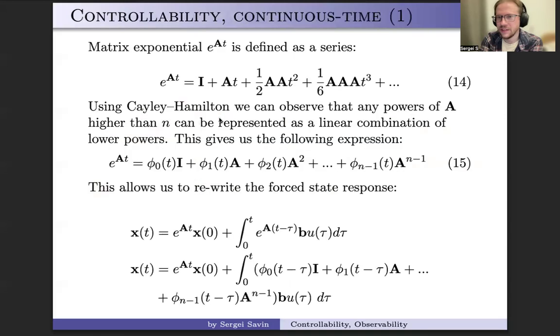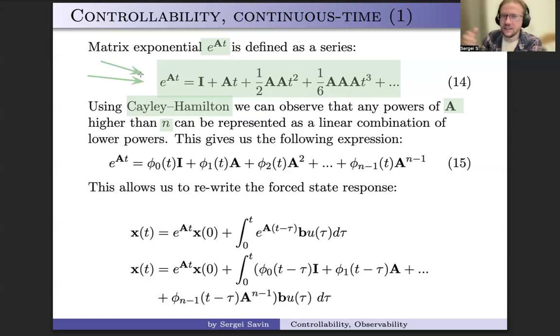Let us try to make an argument about it. So for the argument about controllability of continuous systems, we have to use one more time the matrix exponential. Our matrix exponential is going to be defined like this. You remember we already discussed it. But now we're doing one more piece of mathematics. Using Cayley-Hamilton, we can prove that any power of A that is beyond n can be represented as a linear combination of lower powers. So this definition here doesn't actually need to have more than n components, right?